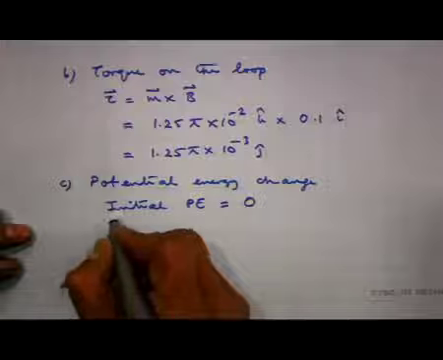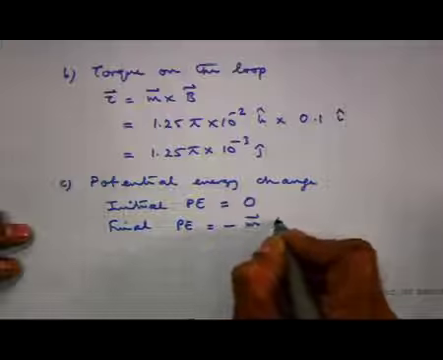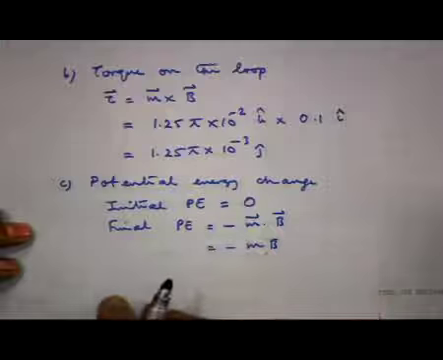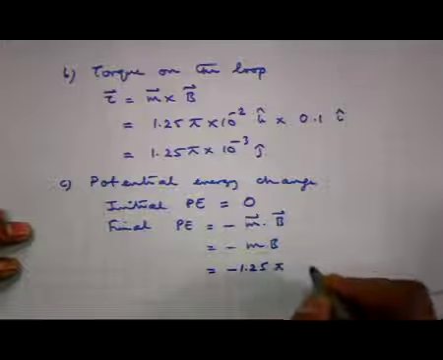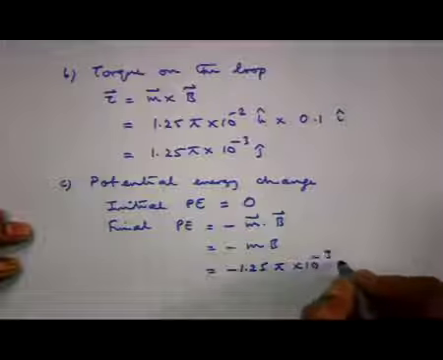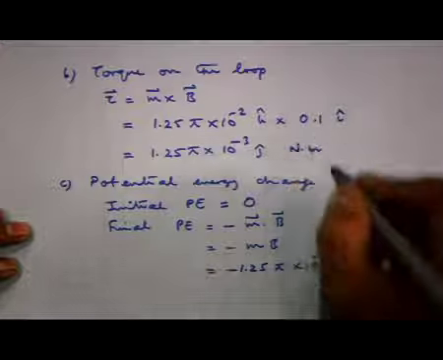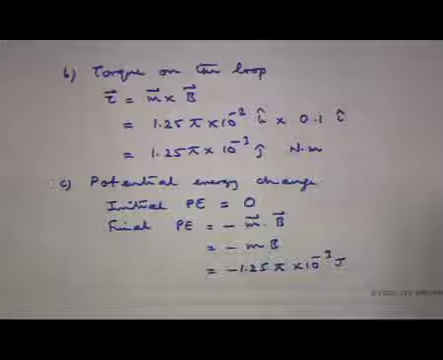The final potential energy is minus m dot b, which is equal to minus m b, where m becomes parallel to b, which is equal to minus 1.25 pi into 10 to the minus 3 joules. Now, the torque has a unit in newton meter, and this is minus 1.25 pi times 10 to the minus 3 joules. That means the potential energy decreases as the loop gets aligned along the direction of the magnetic field.